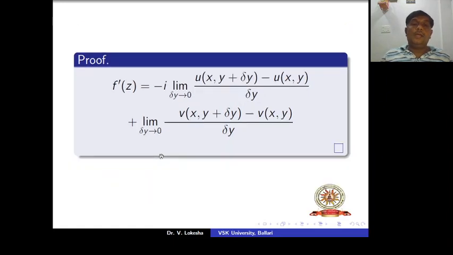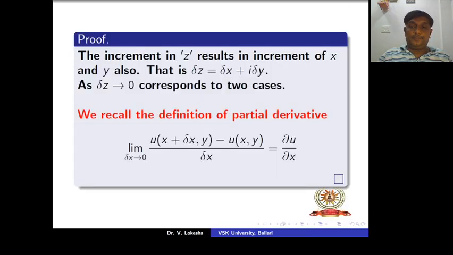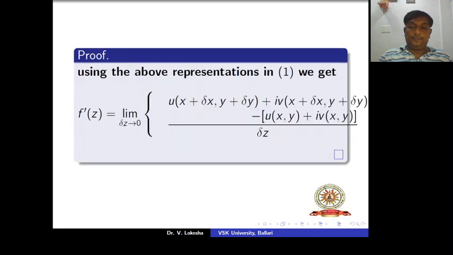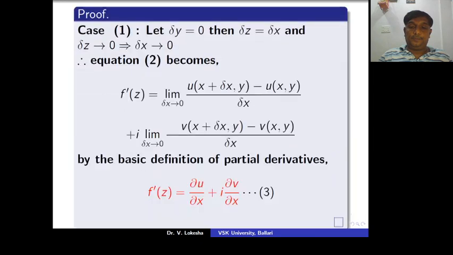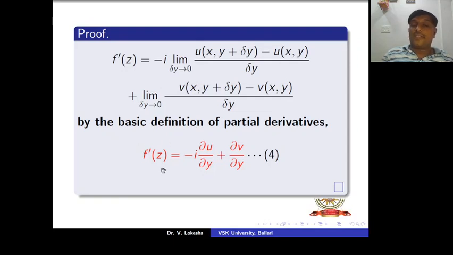Then f dash z becomes here minus i into this one. Here we can substitute. Then that is minus i dou u by dou y plus dou v by dou y. Here you know that equation 3 and equation 4, both left hand sides are same. Then right hand sides are also equal.